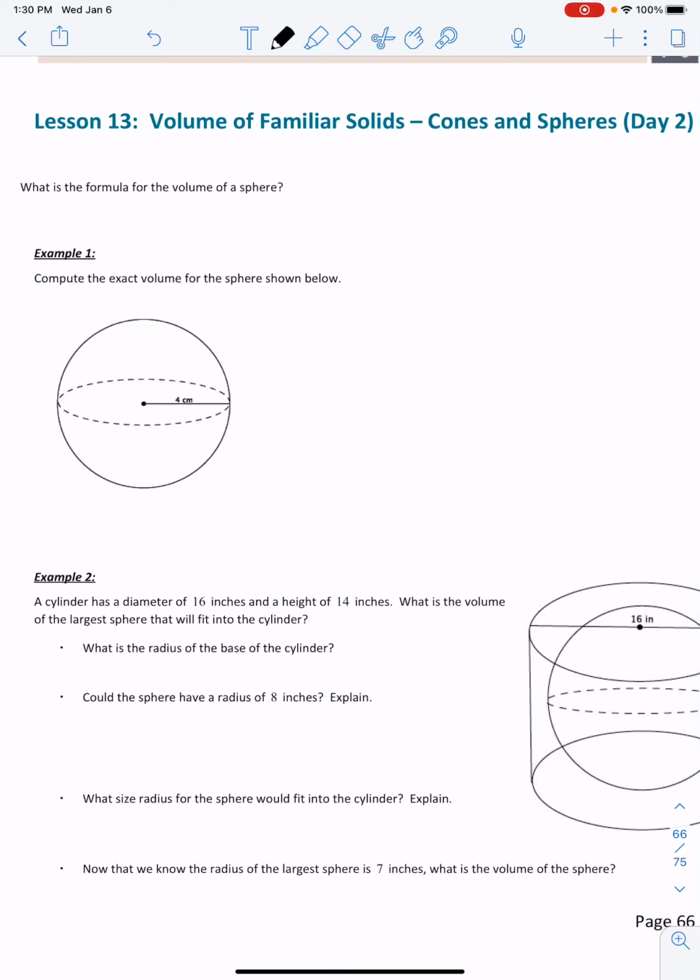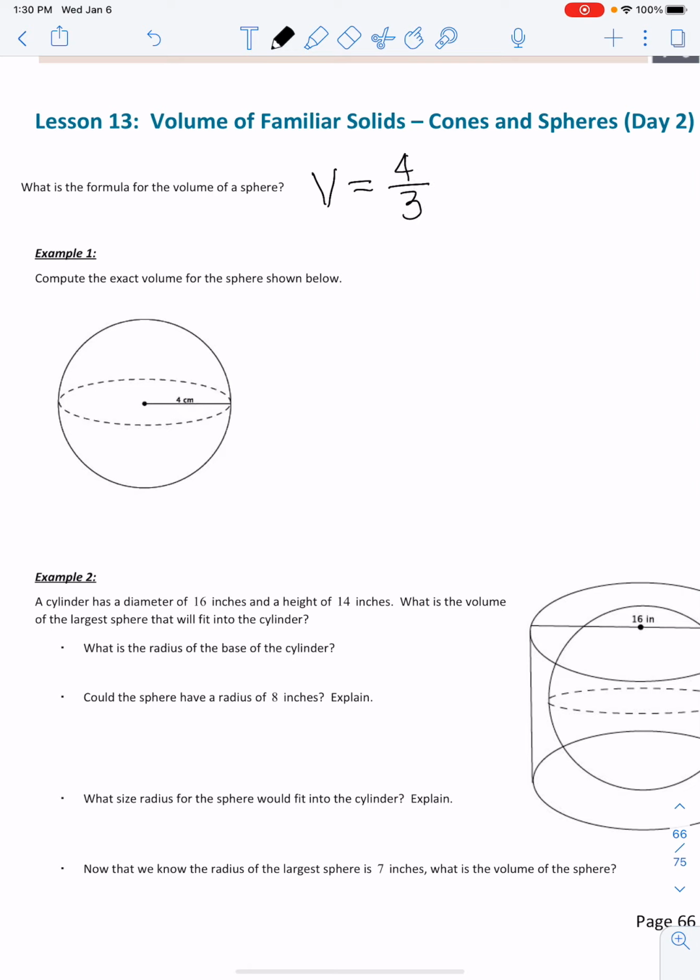Okay, this is lesson 13, volume of familiar solids, cones, and spheres, day 2. The first thing that we are going to look at is what is the formula for the volume of a sphere. That is volume equals 4/3 pi r cubed. So here, when we look to compute the exact volume of the sphere shown below, remember, exact volume means that we keep pi in the answer.